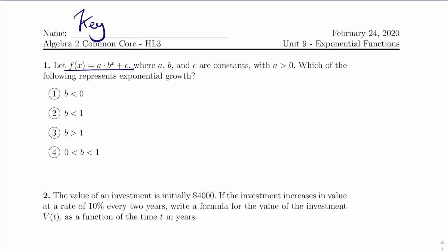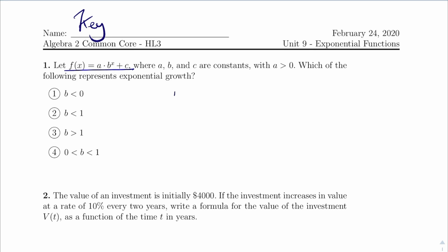Let f of x be this function where a, b, and c are constants with a greater than 0. Which of the following represents exponential growth? Okay, so this one's a little bit tricky to figure out. Let's try to think about how we might solve this one. We've looked at exponential functions like this a couple of times.